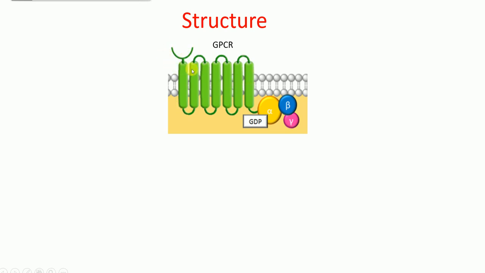So the structure of the GPCR consists of 7 alpha helices. Okay, these are 7 transmembrane alpha helices, right? These are called alpha helices and they are transmembrane. This is the most important point. And because these G protein coupled receptors have 7 transmembrane helices, 1, 2, 3, 4, 5, 6, 7, hence they are also called the 7 transmembrane receptors.